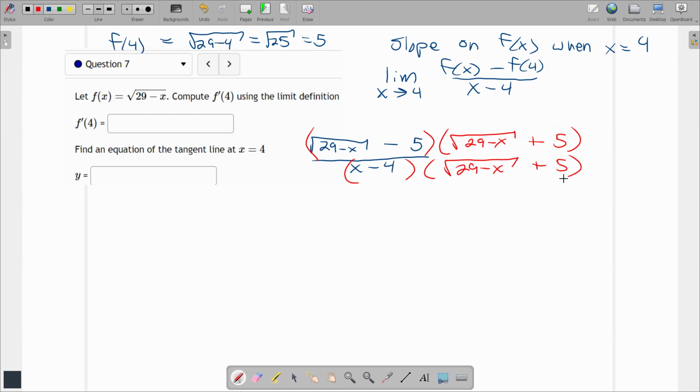What's the recommendation for the denominator? Leave it. Don't multiply it out. So then what am I going to have next? In the numerator, I'm going to have the square root times the square root, and get rid of the square root, so that's now just 29 minus x. I'm going to have a negative 5 times positive 5, which is a negative 25. And the middle terms go away because one is a negative 5 square root, the other is a positive 5 square root. Yeah, negative 25. And in the bottom, we have that whole bunch of stuff, so x minus 4, leave it unmultiplied.